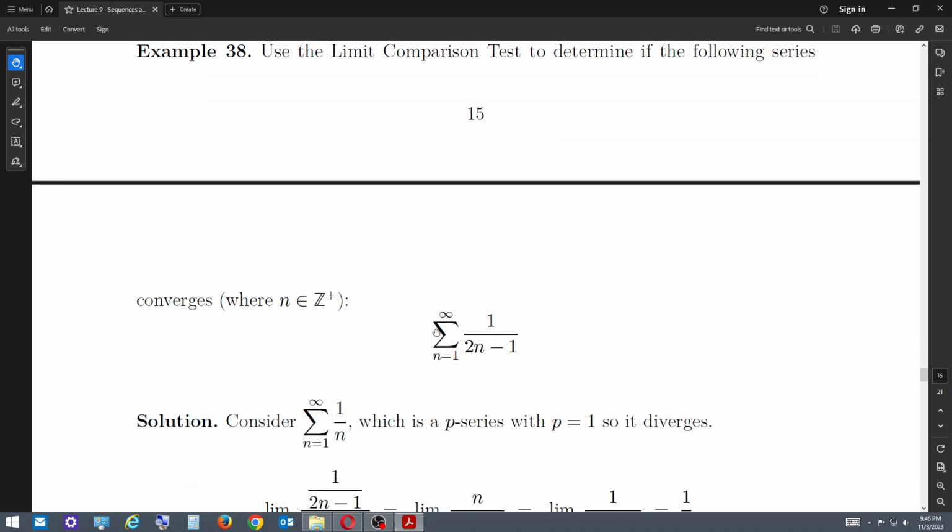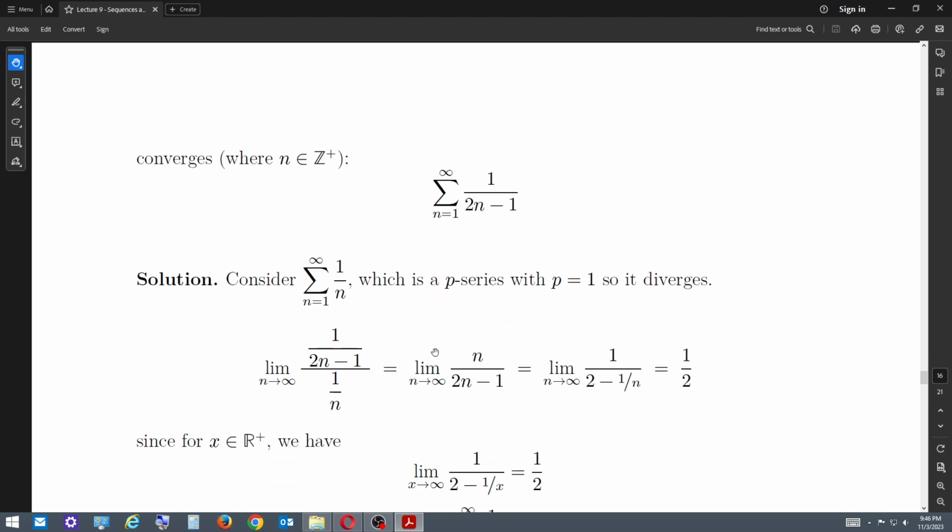Alright, second example. This is another example we looked at above with the comparison test. So again, we identify the highest power of n here. It's just n. So we take 1 over n, and that is what we're going to use. So consider the sum of 1 over n. This is a p series with p equal to 1, so it diverges. Remember, it only converges for p greater than 1.